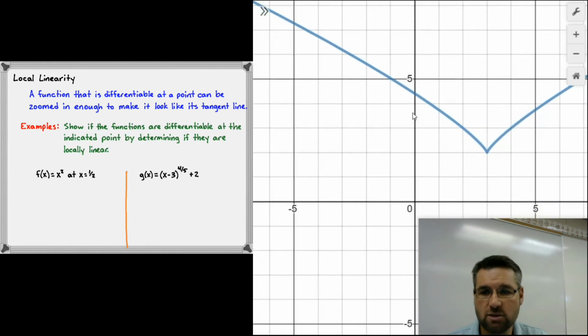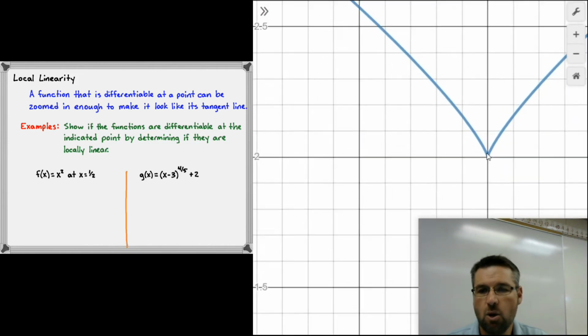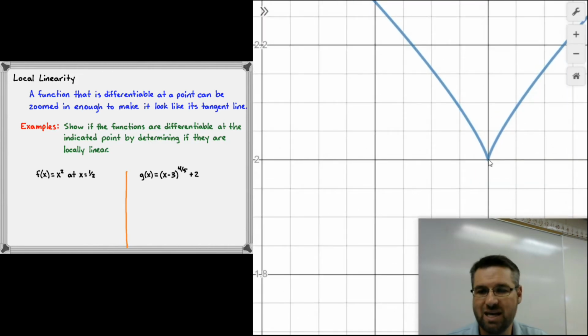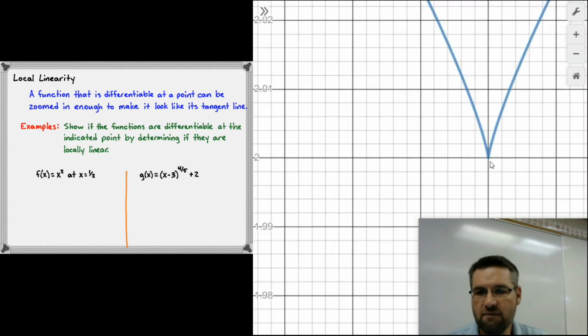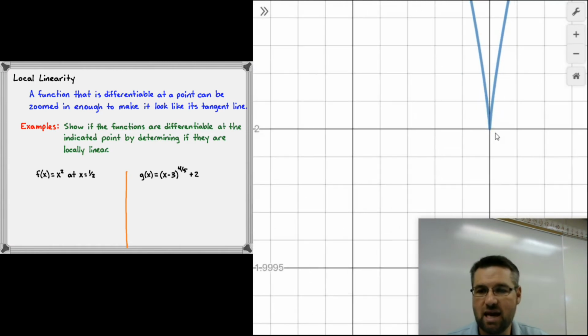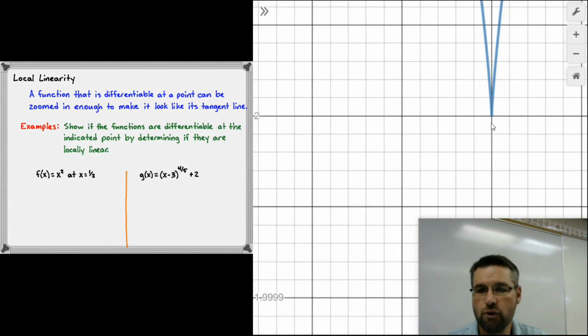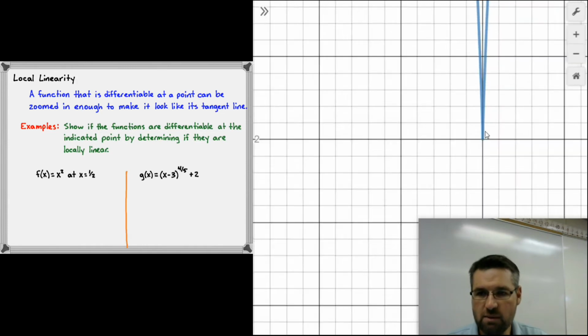But if I go back to this vertex, when x equals 3, and I zoom in here, what do we see happening? We see that the function's appearing to get steeper and steeper on both sides of that vertex. And if I keep zooming in and keep zooming in, I see that it's actually going vertical here. Keep going, keep going.